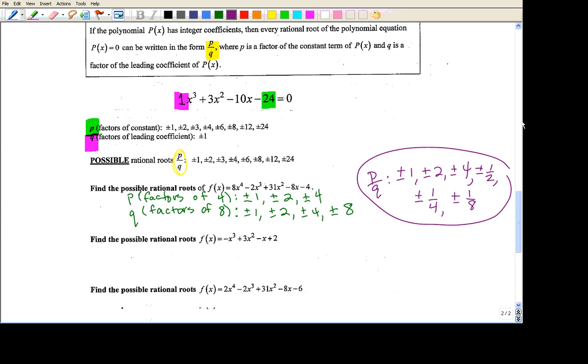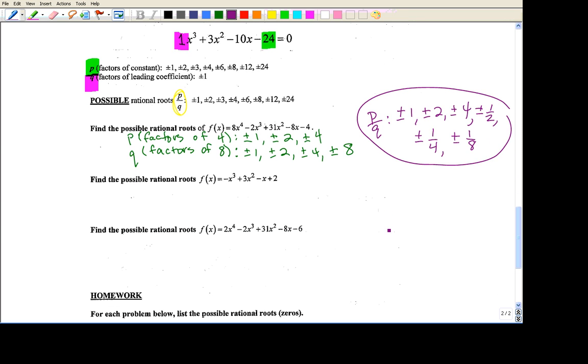For these last two examples, I'm not going to work through them in this video. I would like for you to also do these on your own, and then we will go over them in class. So we had negative x cubed plus 3x squared minus x plus 2, and then 2x to the 4th minus 2x cubed plus 31x squared minus 8x minus 6.